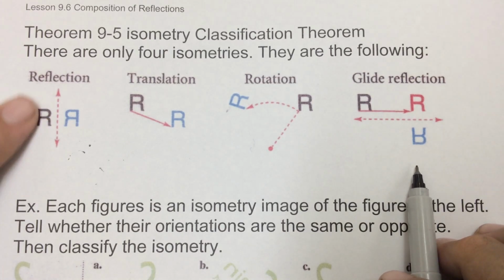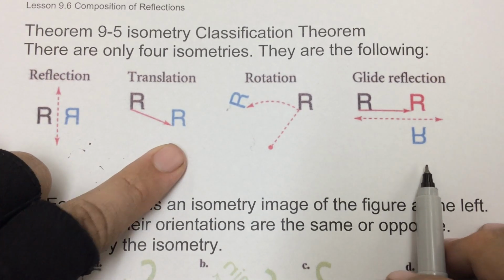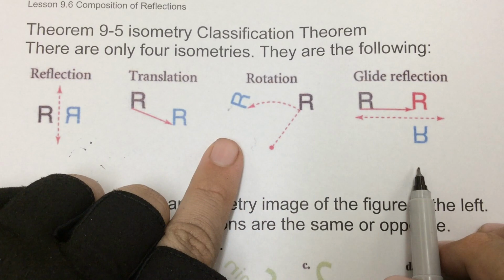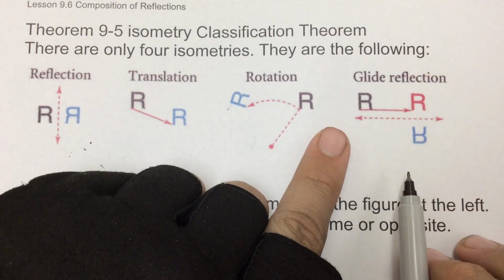So black is the one that starts it. Blue is the one where we end it. So we flip for the reflection. We slide it for the translation. We turn it for the rotation. And then the glide reflection, we're going to do both of them where we slide and flip.